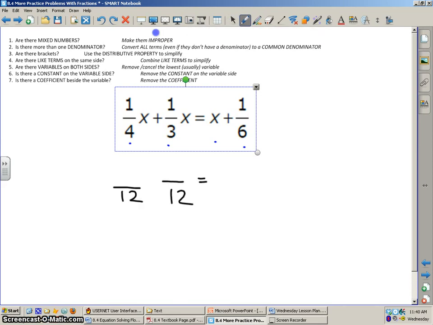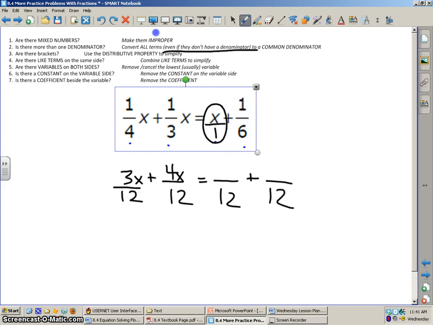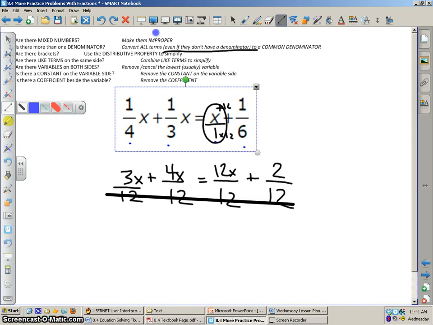That's over 12. Now this guy is not a fraction, but we're going to have to make it a fraction, even if they don't have a denominator. So we're going to put him over 12 and this guy over 12. So we should be able to convert those not too badly. That's 3x, that's 4x, that's multiplied by 12, so that's multiplied by 12. That's 12x and by 2, so 2 over 12. Again, here's the beautiful part. We're gone there.